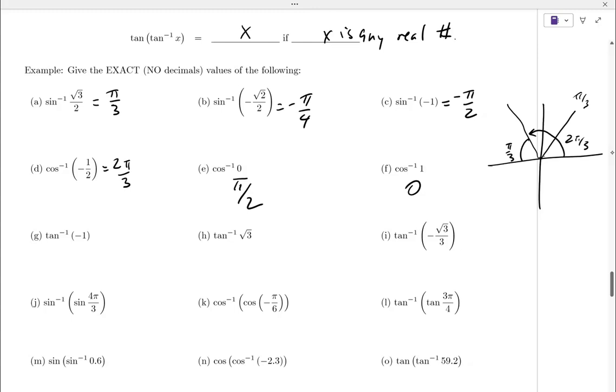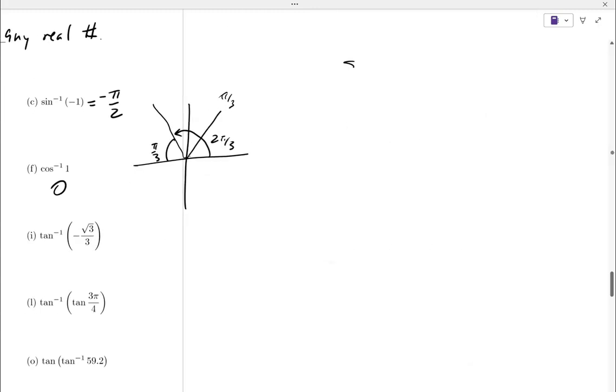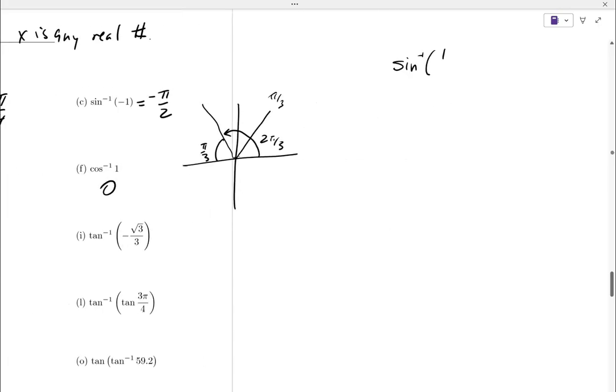So I'm going to do a couple more off to the side here before we do the tangents and keep going. So what if I asked you inverse sine of one half? You would tell me? Yeah, we want to know what angle has a sine value equal to one half, and that would be pi over 6, right?